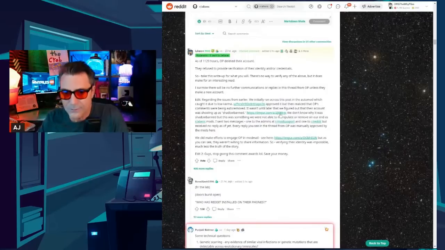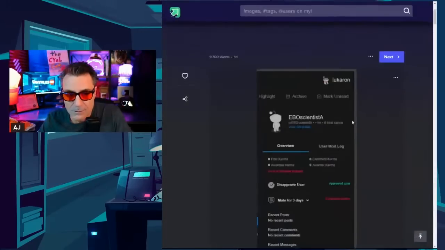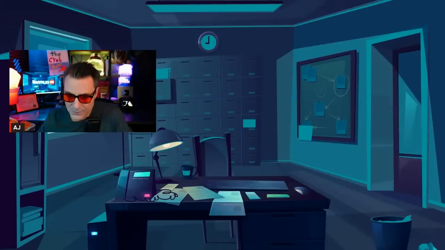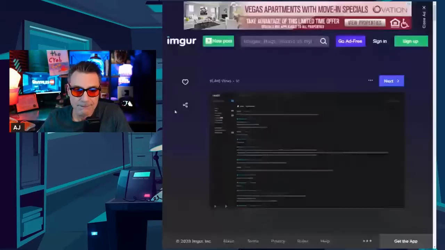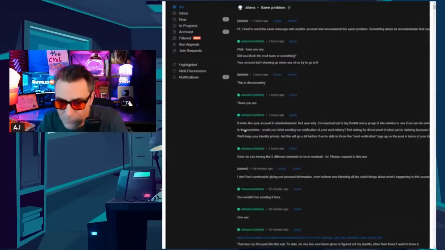He's got a screenshot there. Oh, and there's the username, or at least the username he was using. EBO Scientist A. User is shadow banned. A lot of weird things with this. We did make efforts, showing up as shadow banned. We did make efforts to engage him. Let me get that for you. Yeah, I can't read it either. Looks like your account is shadow banned.